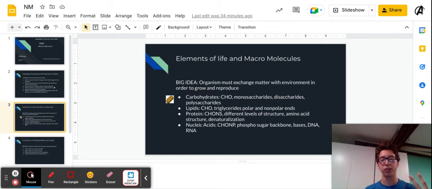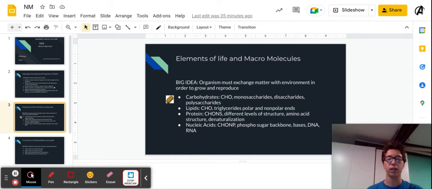So big idea number 2 is that organisms must exchange matter with the environment in order to grow and reproduce. So this is a product of the conservation of matter, in that matter can't be destroyed or created. So when an organism wants to grow and reproduce, it has to get its matter from somewhere, some external source. And a lot of the matter we're going to be talking about in biology is the macromolecules. And the four that you need to know are carbohydrates, lipids, proteins, and nucleic acids.